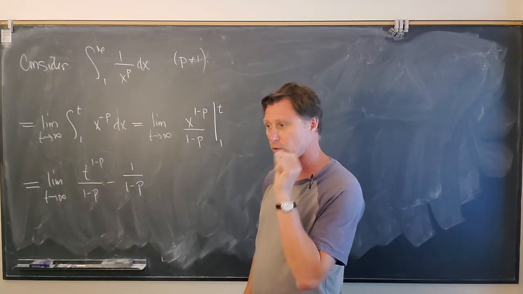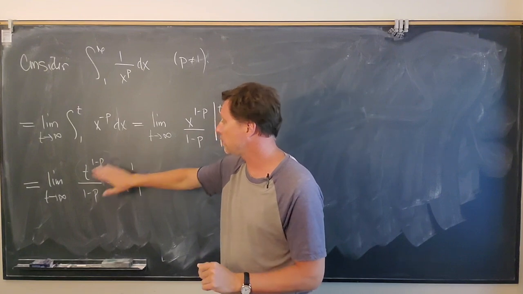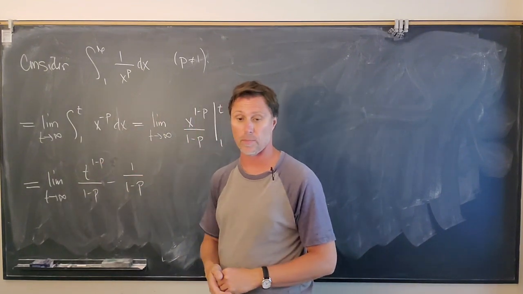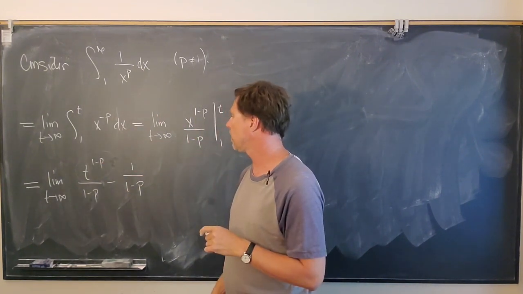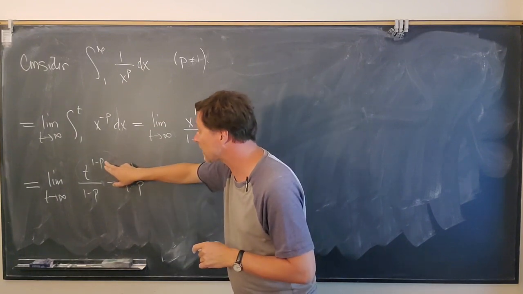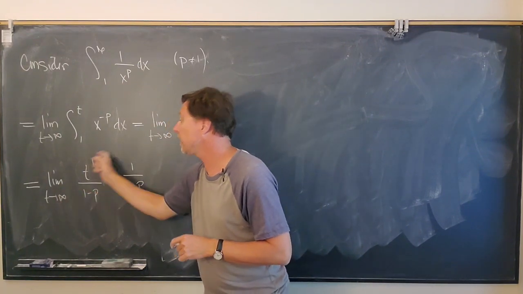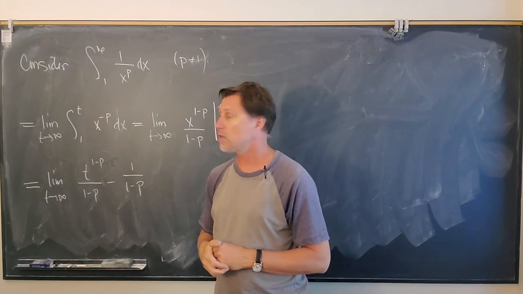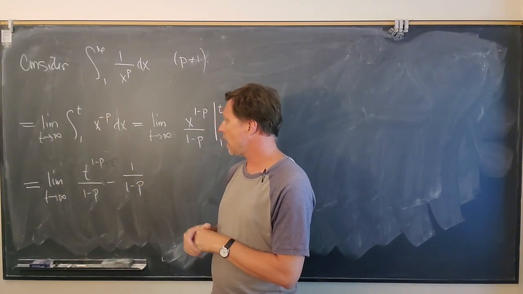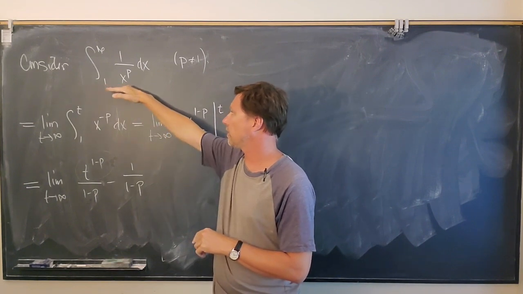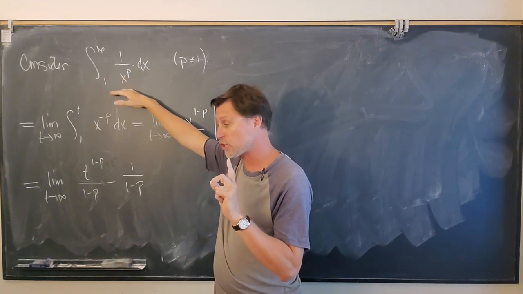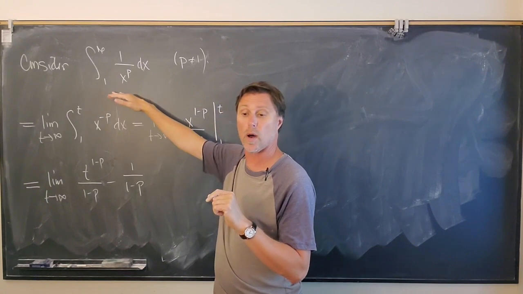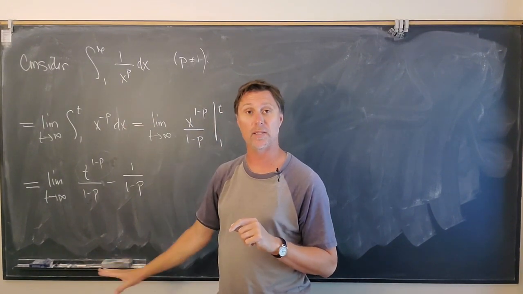So when p is greater than 1, negative exponent means that this limit will equal 0. If p is less than 1, then we'll have a positive exponent, and so as t goes to infinity, our numerator is going to go to infinity, which will give us infinity. So that tells us that this improper integral is convergent whenever p is greater than 1, and it's divergent when p is less than or equal to 1.